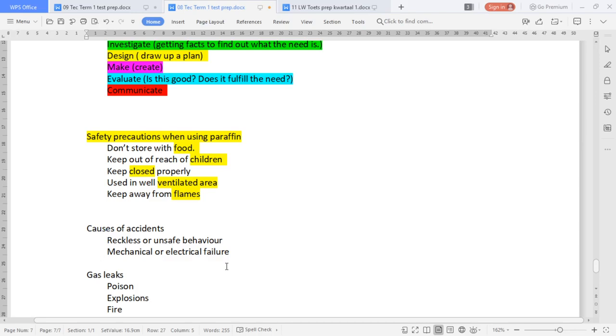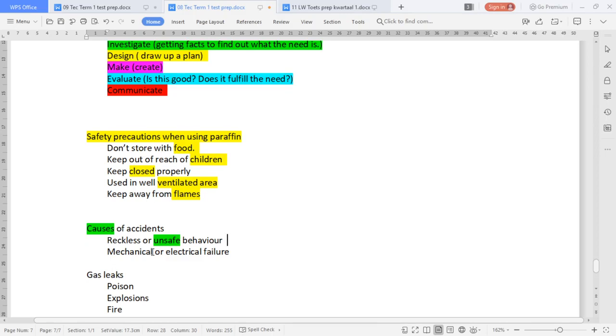Now, what accidents happen all the time? The question is, why do accidents happen? What is the cause of accidents happening? And there's basically only three. The first is unsafe behavior. Okay, so for example, you don't use the safety precautions with paraffin. You use it in a very poorly ventilated area and you get poisoned. It's an accident and it's because you were unsafe yourself.